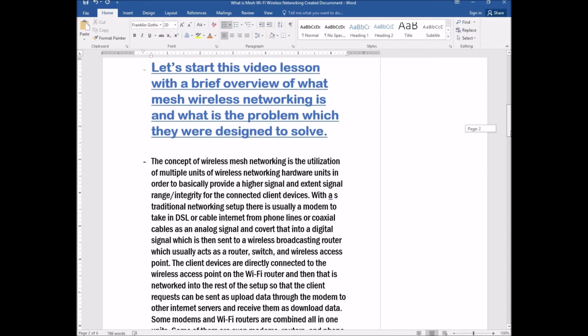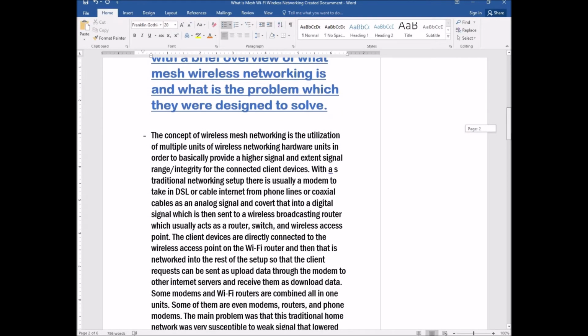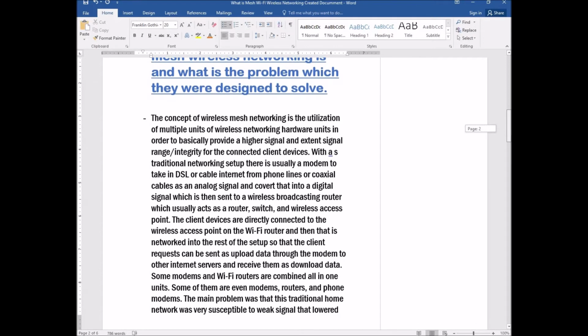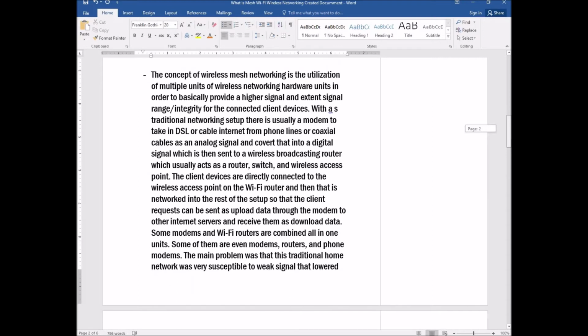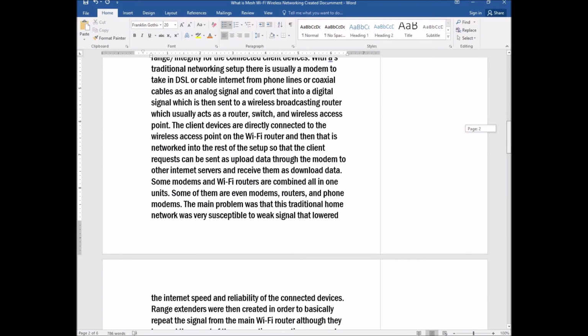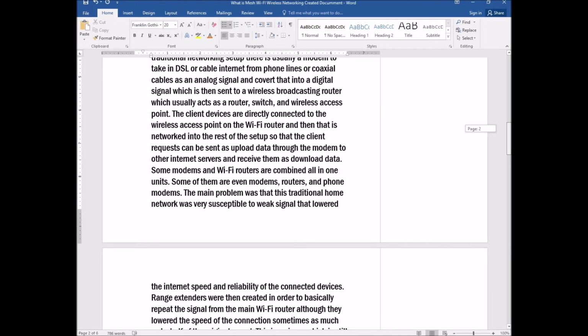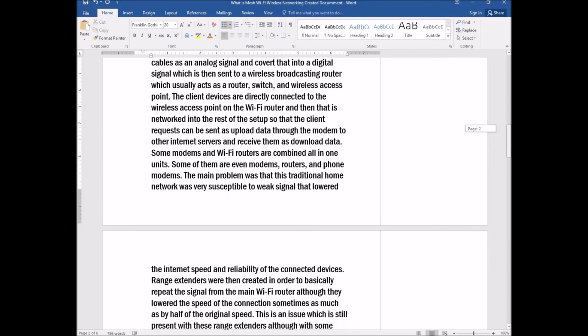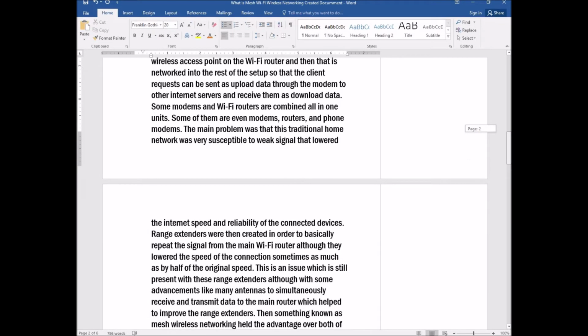Some modems and Wi-Fi routers are combined into all-in-one units. Some of them even have the modem, router, and phone modem integrated into them. The main problem was that this traditional home network setup was very susceptible to weak signal, which lowered the internet speed and reliability of the connected devices, which are known as the clients.